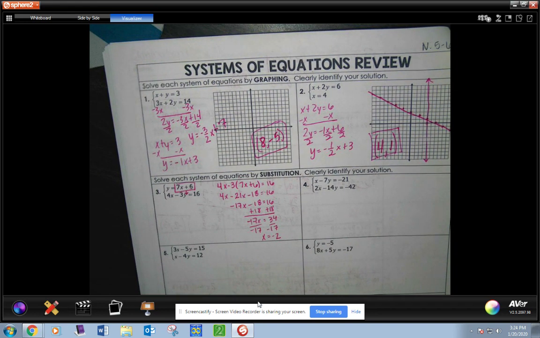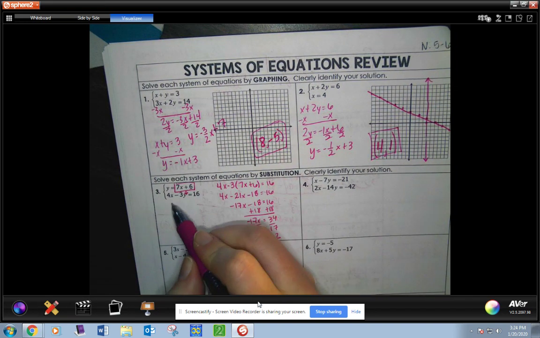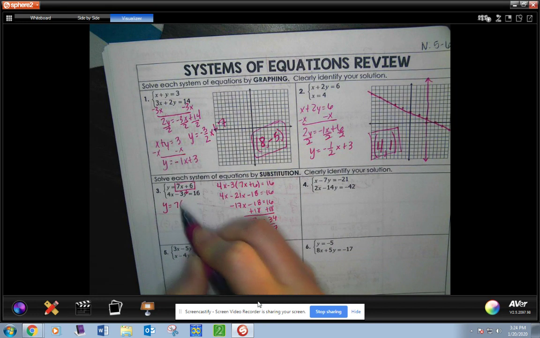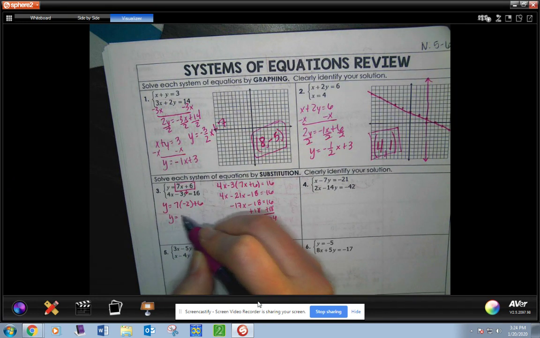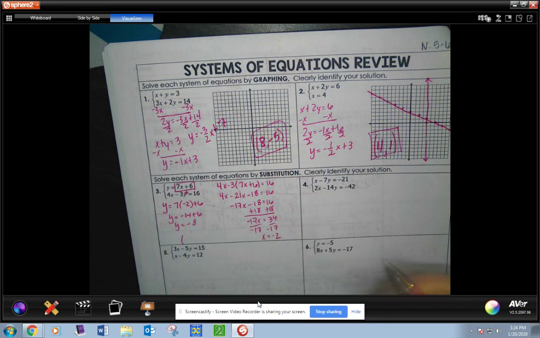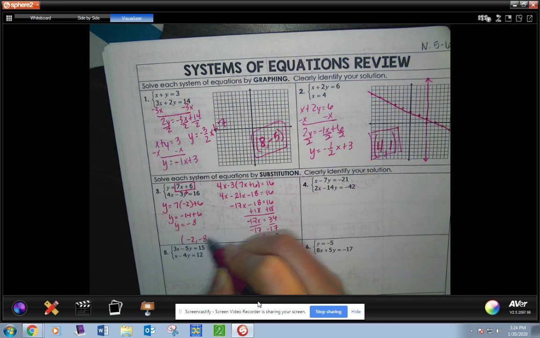Well, now that I know that x is negative 2, I come back in here and plug it back into the box. So y equals 7 times negative 2 plus 6. That would be negative 14 plus 6, which gives me negative 8. So my answer is negative 2, negative 8.